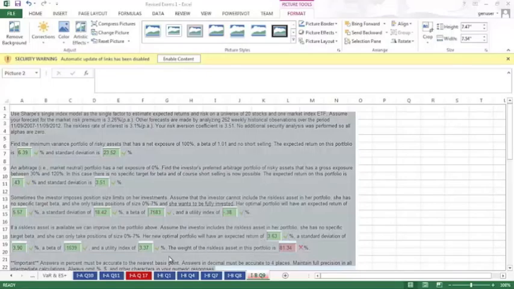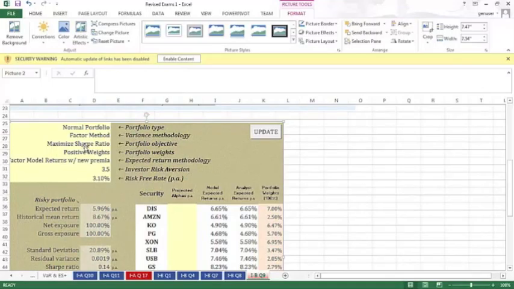For this problem, I'll just explain the last part because I got the entire first 3 parts right. A riskless asset is in play, and we have a constraint of position size between 0% and 7%. In Solver, this means we're going to have the normal portfolio. We're going to maximize the Sharpe ratio this time because the riskless asset is in play, and we have the risk aversions and the risk-free rate.